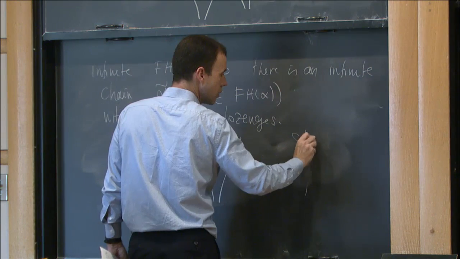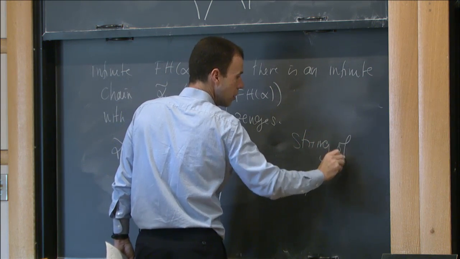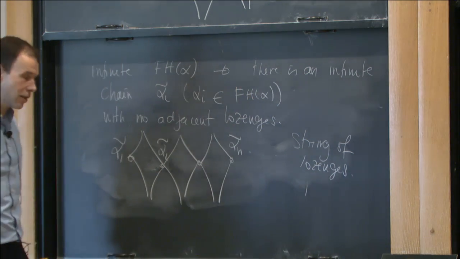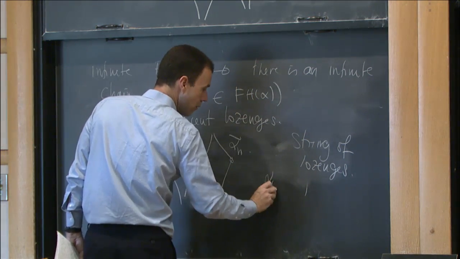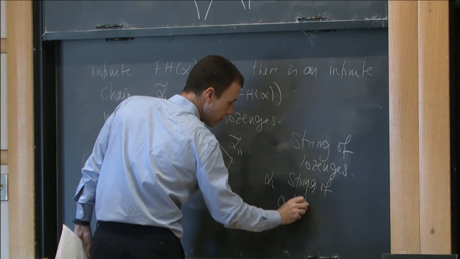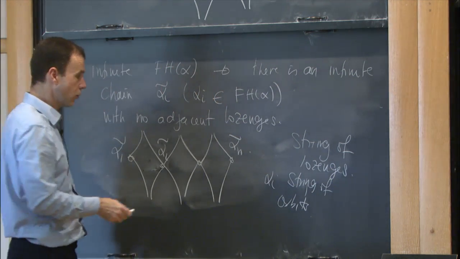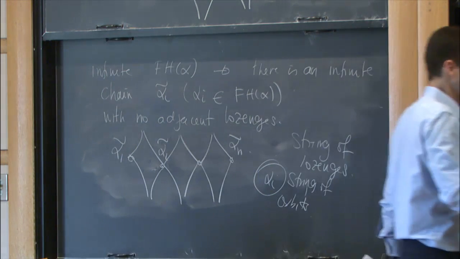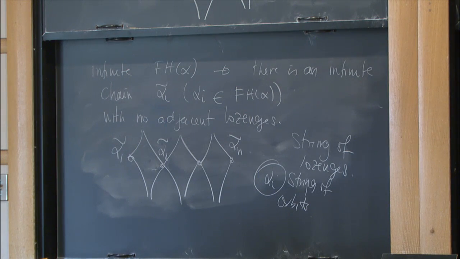This is called a string of lozenges when I don't have the adjacent jumps. And the alpha i is a string of orbits. So now I'm going to state the result for the growth of length of the alpha i in an infinite string of orbits. And then I'm going to talk a little bit about some of the cases. And I will stop.